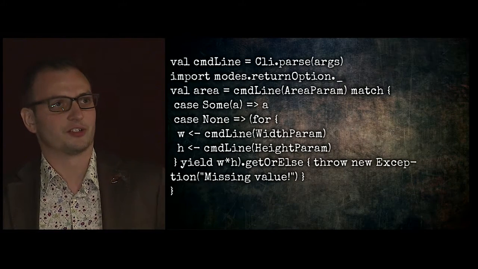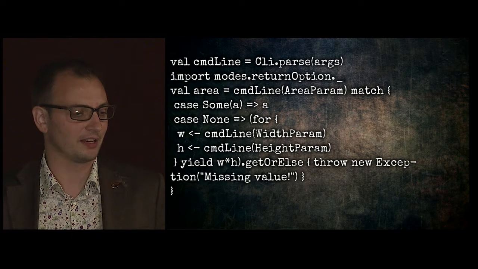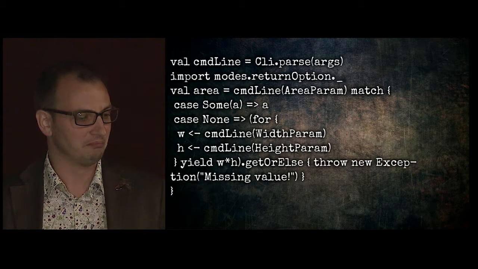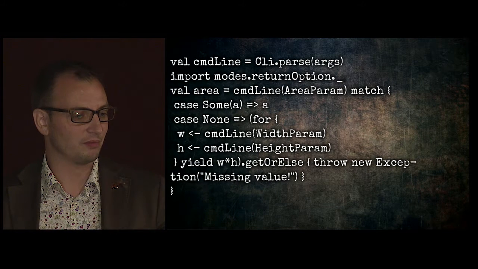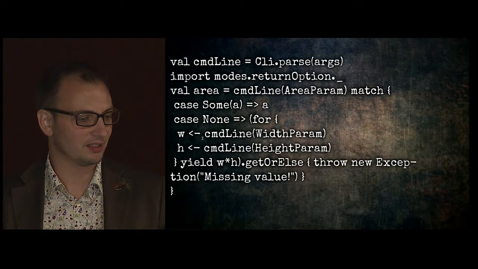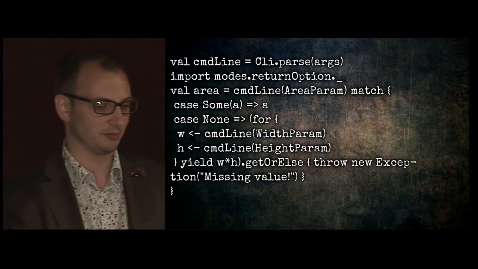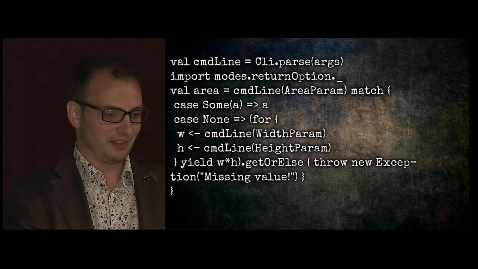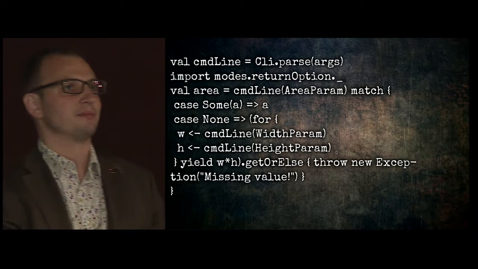Now I had a go at trying to write some code to handle that, and it's quite long. There may be mistakes in here, but we're using option as a monad here, and we're flat mapping, and this is just not that easy to read. Agreed?